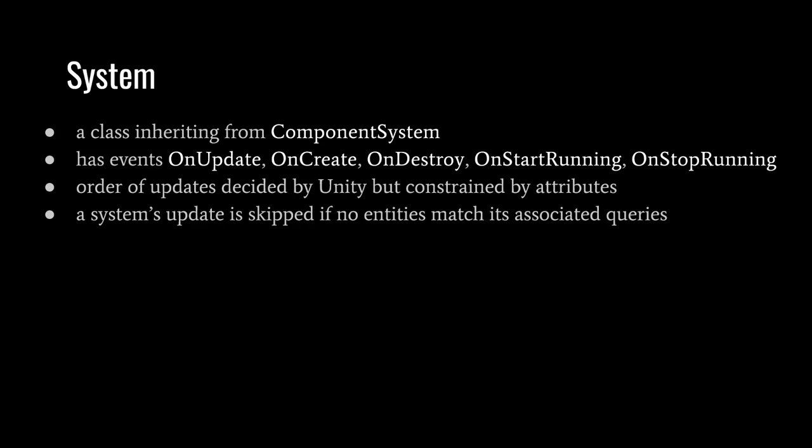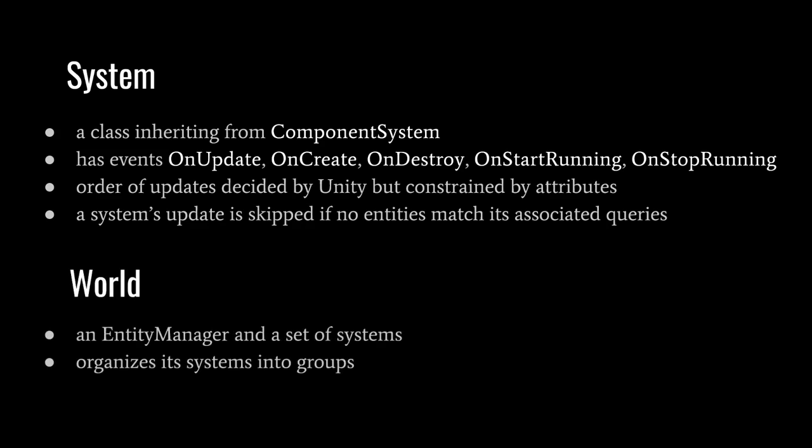The order of updates among all the systems is decided by Unity, but we can use attributes to ensure that a system updates before or after other particular systems. A system also keeps track of entity queries, as we'll discuss later, and when no entities match its queries, its update method is skipped. A world is a set of entities and systems.